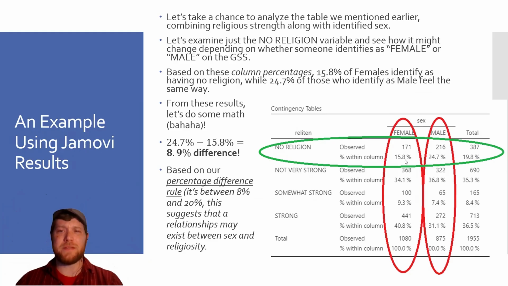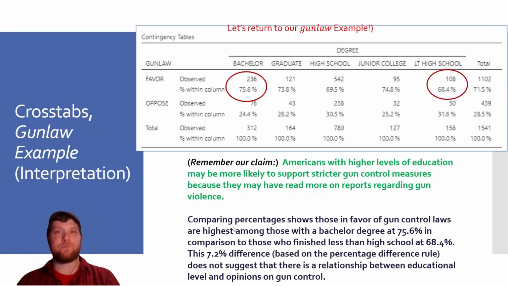Based on these differences, about 15.8% of females identified as having no religion, while 24.7% of those who identify as male feel the same way. So let's do some math. 24.7 minus 15.8 is 8.9. Is that bigger than 8%? Yeah, it's actually between 8 and 20. So I think there may be a relationship, at least a moderate relationship, between sex and religiosity.